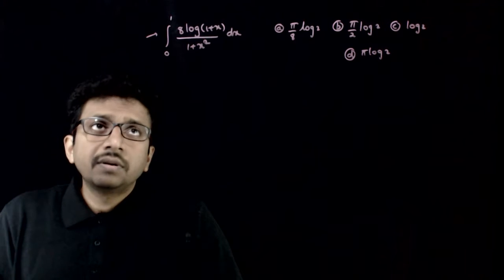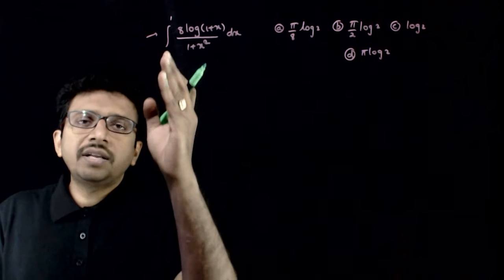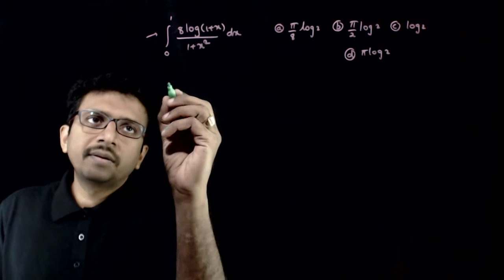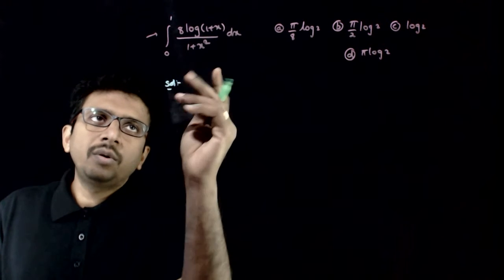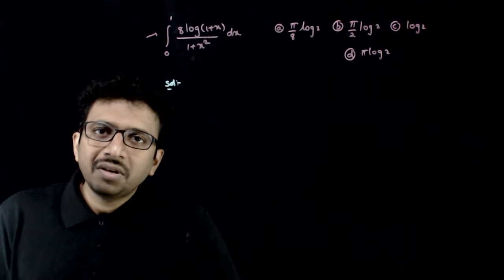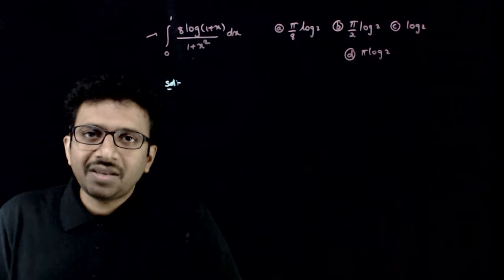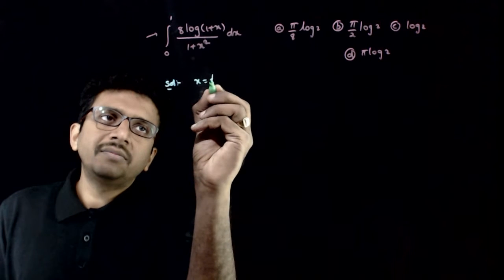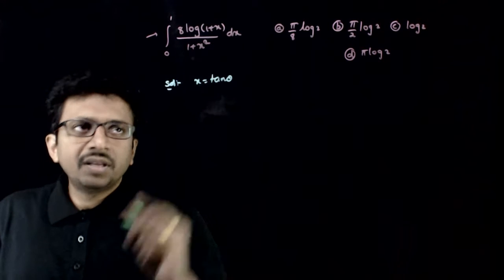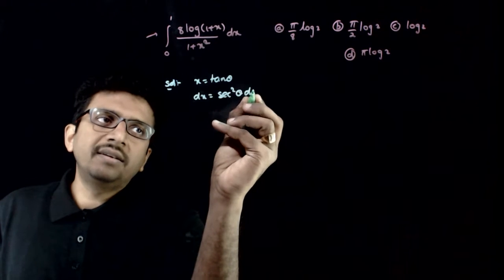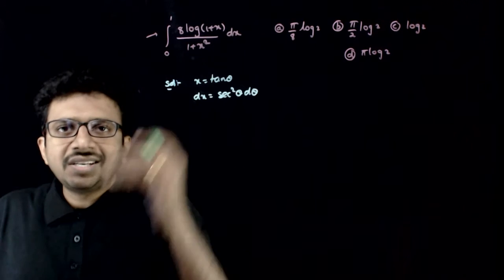So welcome students. In this question you are asked to find the integral from 0 to 1 of 8 log(1 + x) by (1 + x²) dx. You see 1 + x² here. Whenever you see 1 + x² in integration, we usually use the substitution x = tan θ, right? So if I put x = tan θ, dx will be equal to sec²θ dθ. So what does this integral become?